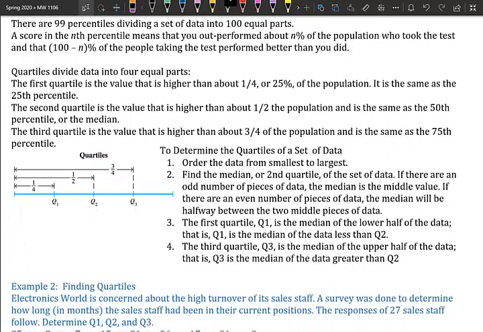Quartiles divide data into 4 equal parts. The first quartile is the value that is higher than about 1/4 or 25% of the population. It is the same as the 25th percentile. The second quartile is the value that is higher than about half of the population and is the same as the 50th percentile or the median. The third quartile is the value that is higher than 3/4 of the population, and it is the same as the 75th percentile. So here's a picture of what that actually represents, and this is how we figure out what our quartiles are.